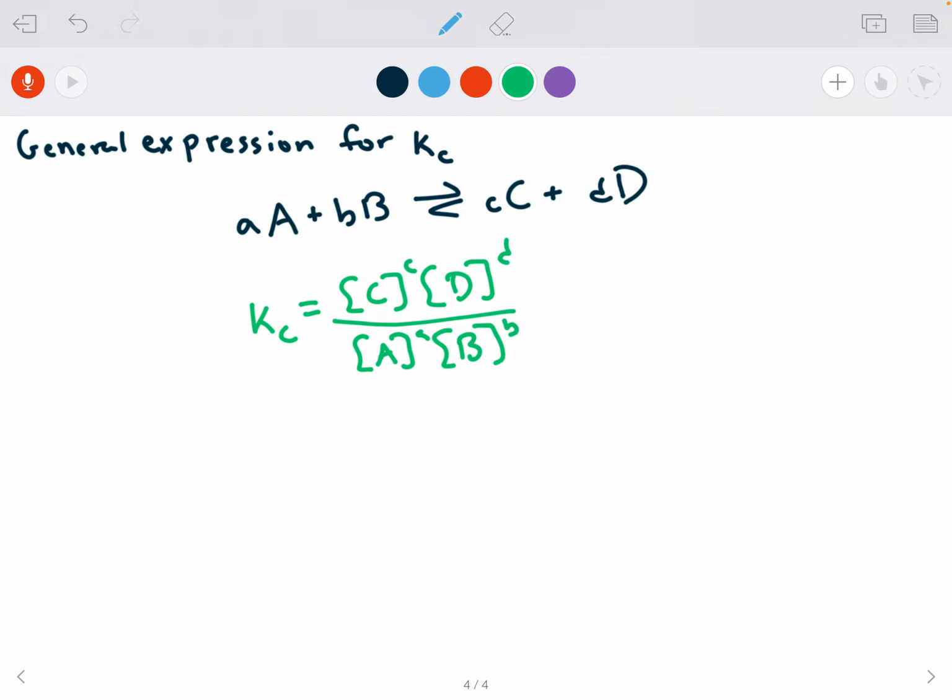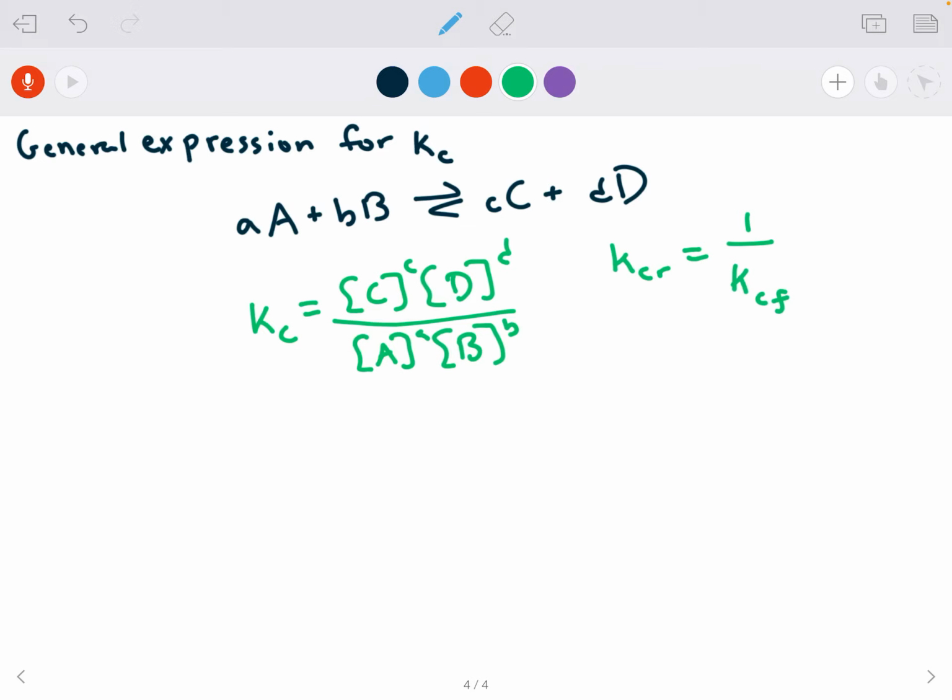If I were to want to know what the Kc of the reverse reaction was, so this is the Kc for the forward reaction, right? If I were to say, okay, what's the Kc if I go with the reverse reaction? The Kc of the reverse is equal to 1 over Kc of the forward reaction. So all you do is take the reciprocal of Kc of the forward reaction to get Kc of the reverse reaction.